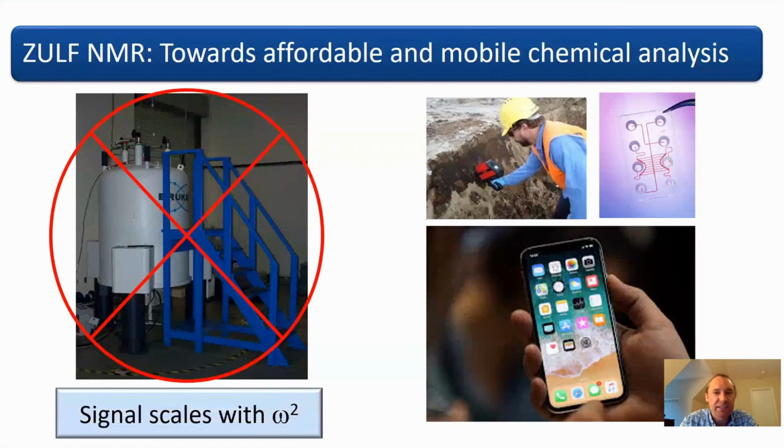And of course, there's a good reason why we all work at very, very high magnetic fields with normal NMR, and that is because the signal actually increases with the frequency squared, or the magnetic field squared. And so I think it's worthwhile to really examine why that is and to see what we can do about it.